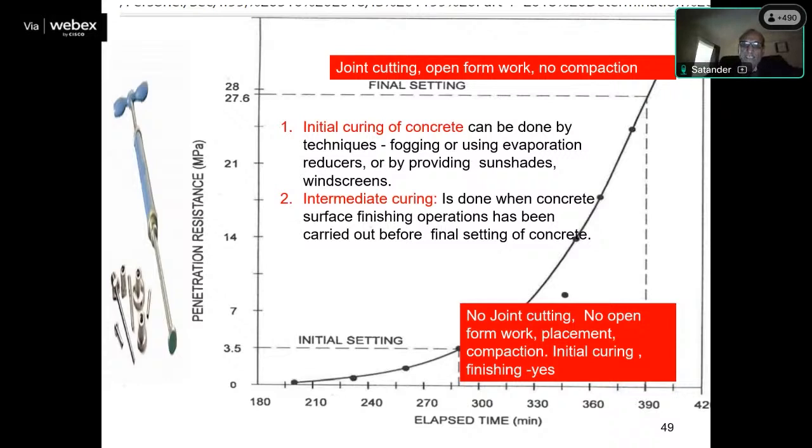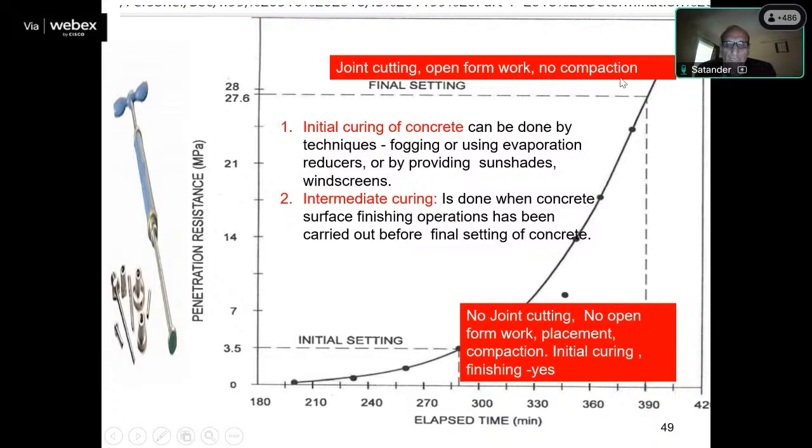Put the plunger on the fresh concrete. When it penetrates 25 mm, you will get some reading here in kg: 1 kg, 2 kg, 3 kg, 4 kg. Load divided by plate area is called penetration resistance. If penetration resistance is 3.5 megapascal, it is the initial setting time. If 27 megapascal, it is the final setting time.